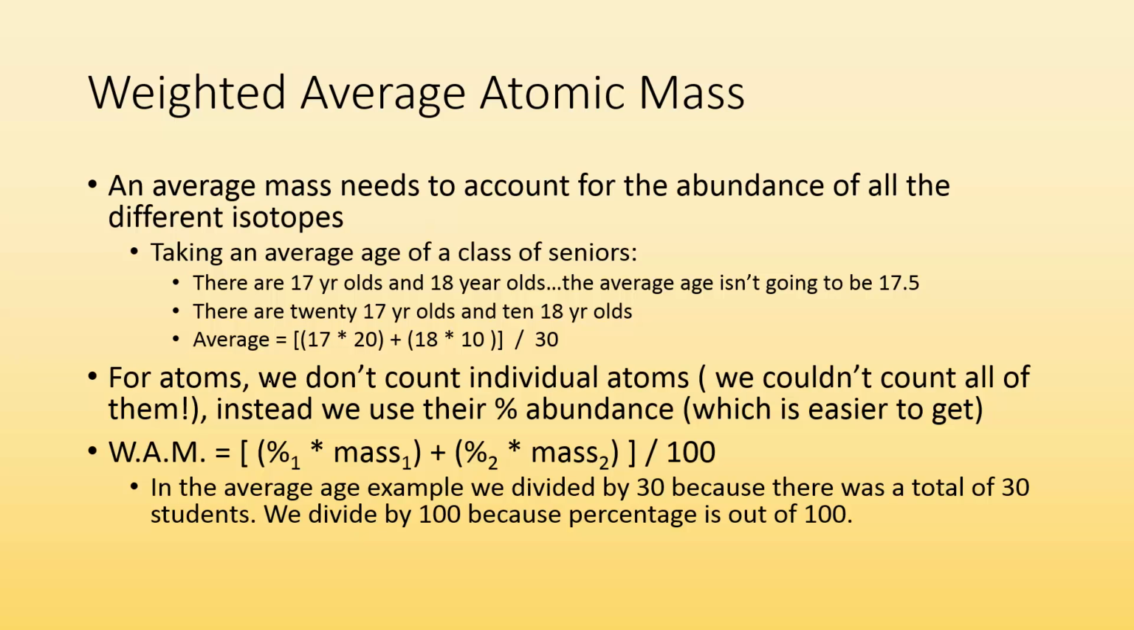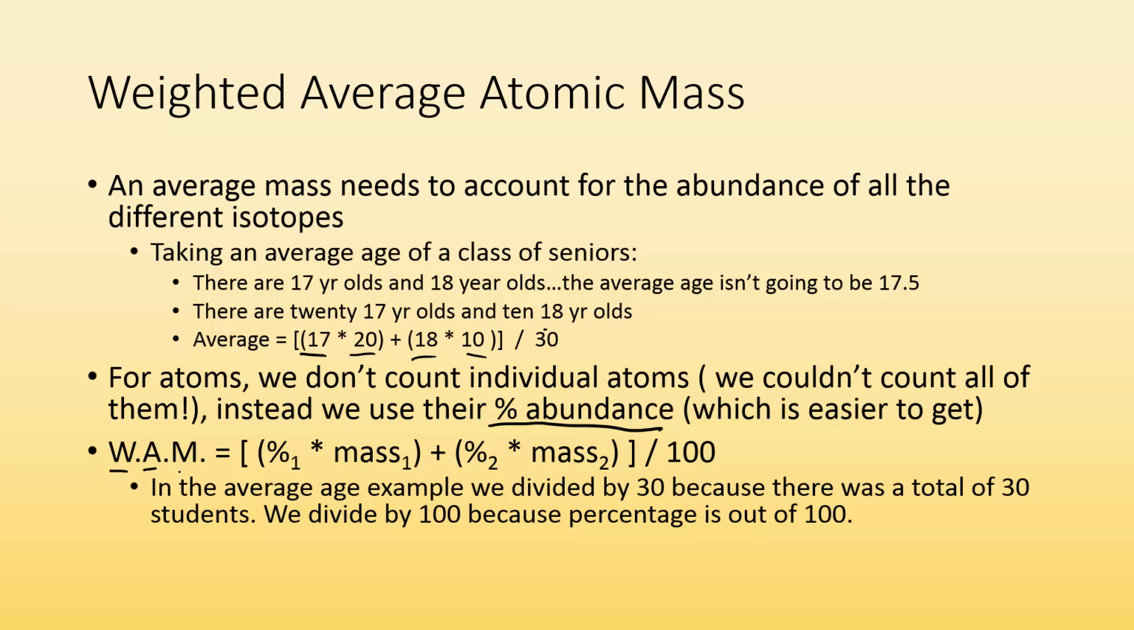So if I had 20 17-year-olds and 10 18-year-olds, if I wanted to find the average, I would do, all right, 17 times 20, because there's 20 of them, and then 18 times 10, because there's 10 18-year-olds. I add them together and divide by 30, and that's going to give you your average age. We got to do the same thing for atoms. We don't count individual atoms because we can't count something so tiny. Like, it's not feasible. Instead, we can figure out their percent abundance, which is easier to get, and we use that in our math.